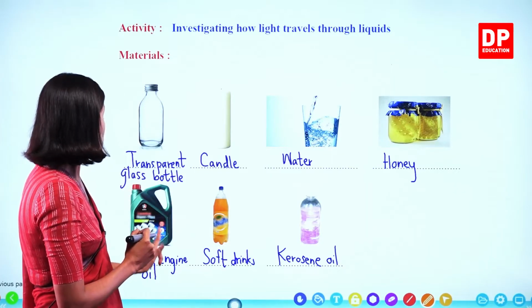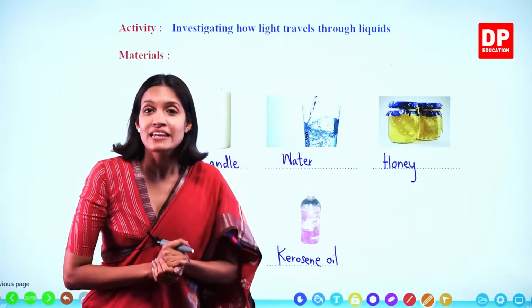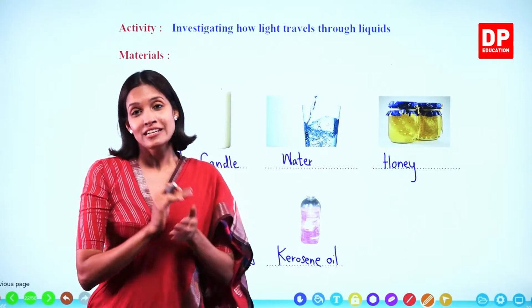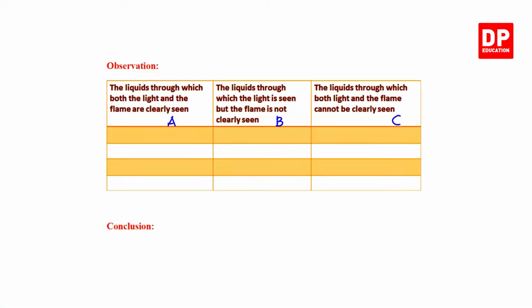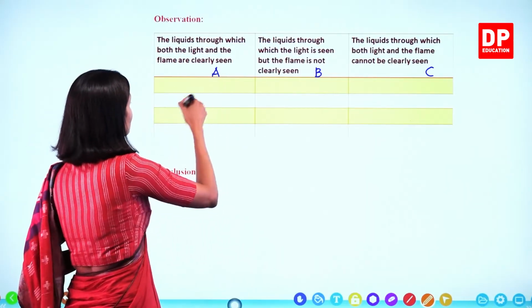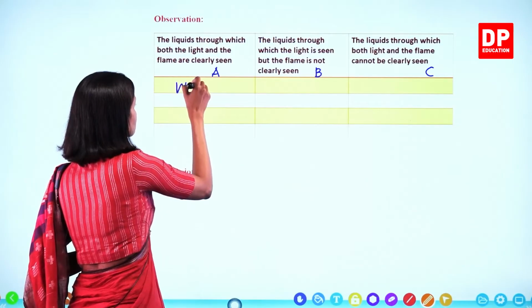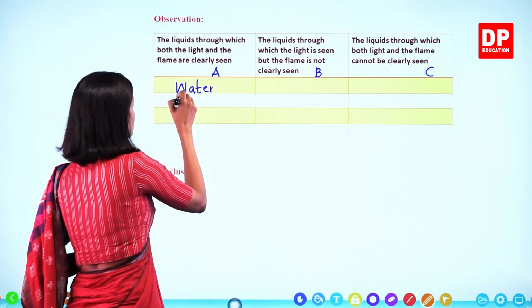And what about used engine oil, the black color solution? We couldn't see anything when we looked through this liquid, okay? We will write it under observation. So the liquids through which both the light and the flame are clearly seen. So what are the liquids? Water, kerosene oil.